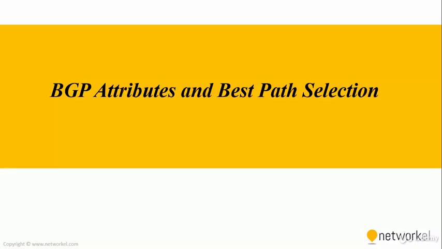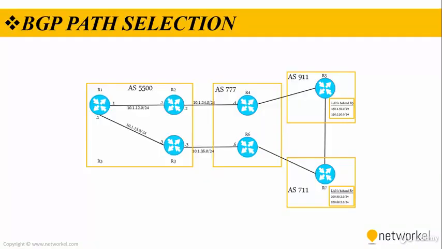In this section, we're going to talk about BGP attributes and the best path selection. BGP is one of the most important protocols for connecting different autonomous systems. Routing protocols use various algorithms to find the best way to the target network. BGP finds the best way using BGP attribute parameters.